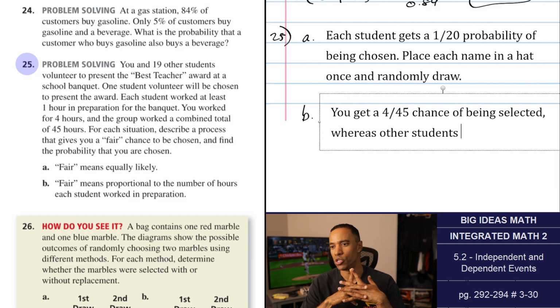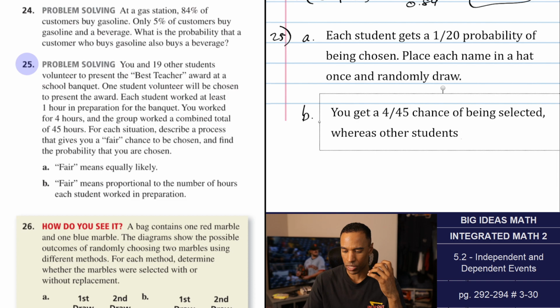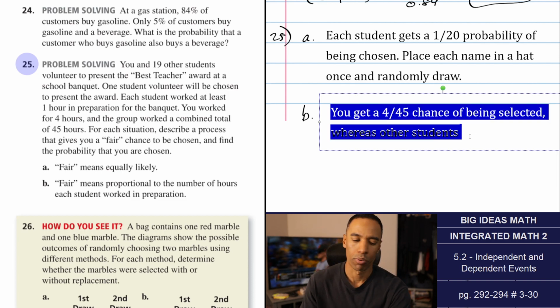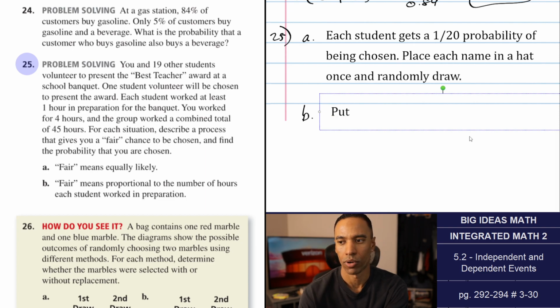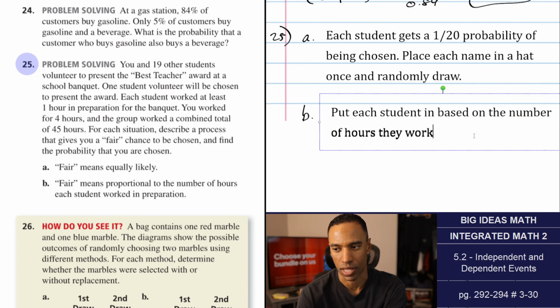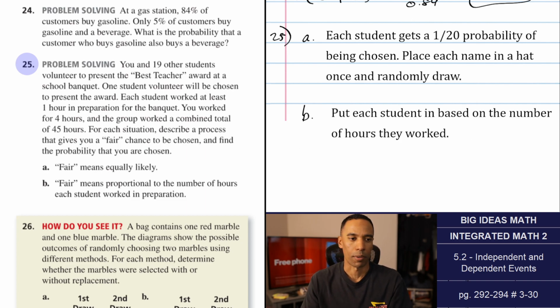I don't know if they're talking about you specifically. I would just say that we put our names in with equal weight to the number of things that we had, because it did say proportional. So put each student in based on the number of hours they worked. How about just that? Based on the number of hours that they worked. There we go. Okay.